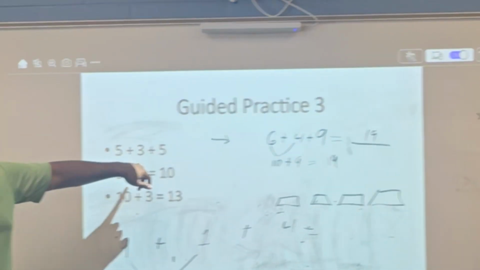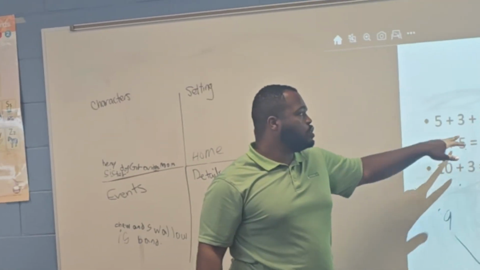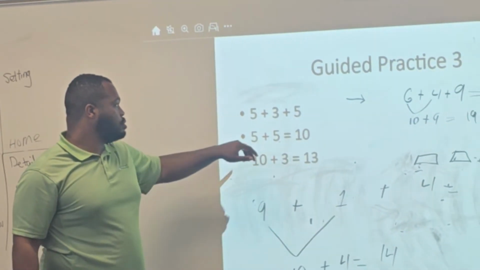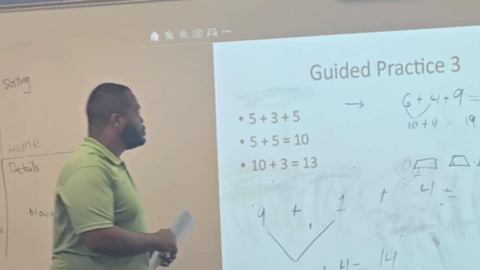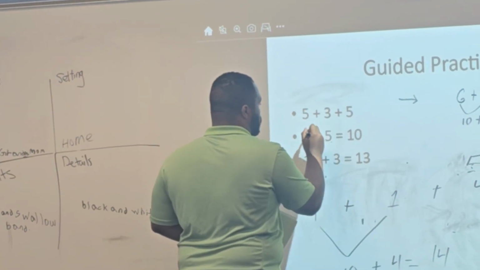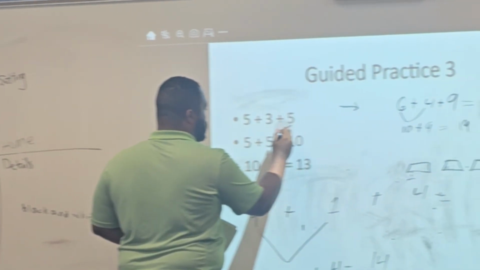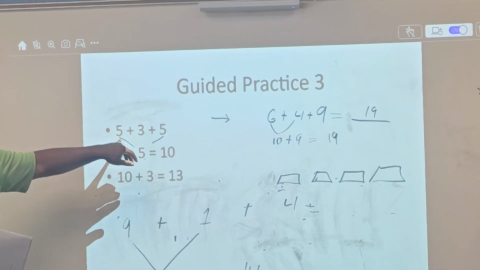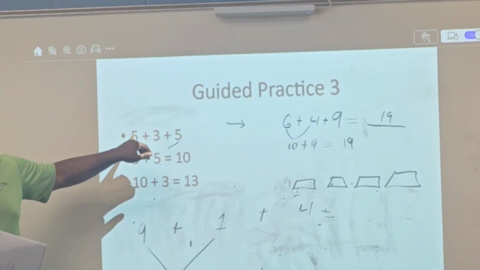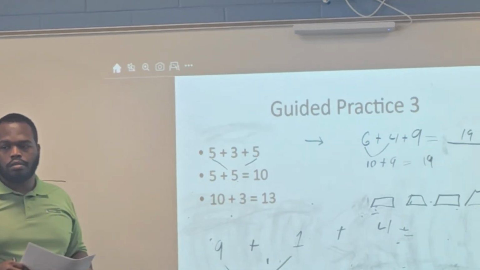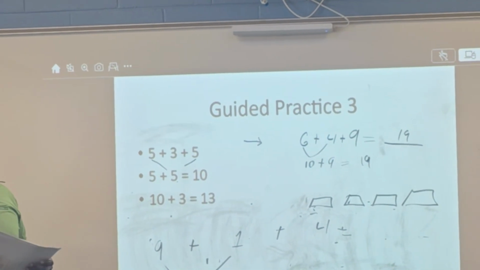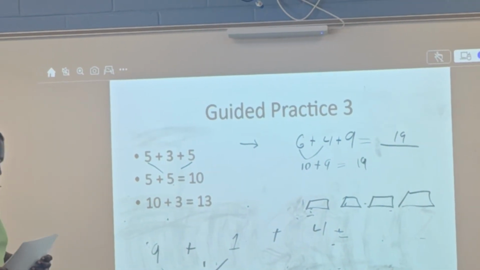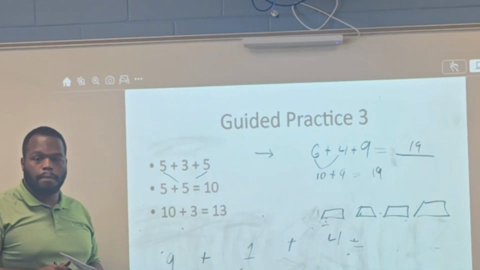You got 5 plus 3 plus 5. Which two numbers did they add to get 10? They added 5 plus 5. So we took this number and this number. Why didn't we take this number? Because 5 plus 3 equals 8, and we will be missing 2 more numbers, but we know that 5 plus 5 equals 10.